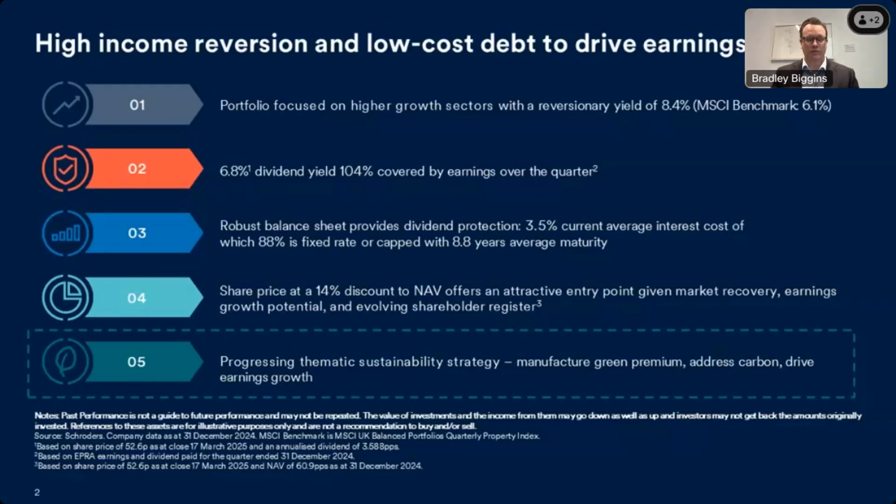Finally, we have a really clear strategy. We have a thematic focus on sustainability. And as Alan says, there's some really robust empirical evidence as to how you can make an attractive return by improving the sustainability performance of buildings and subsequently increasing rents and potentially benefiting from a keener yield as well.